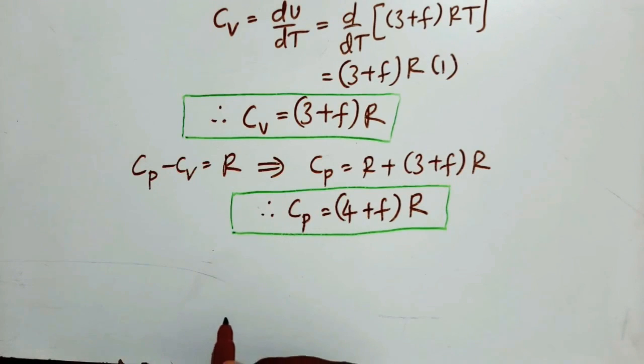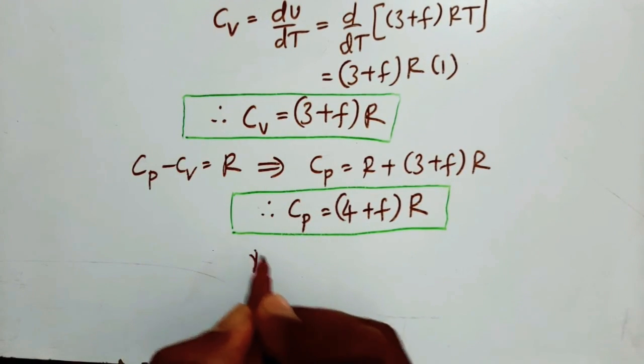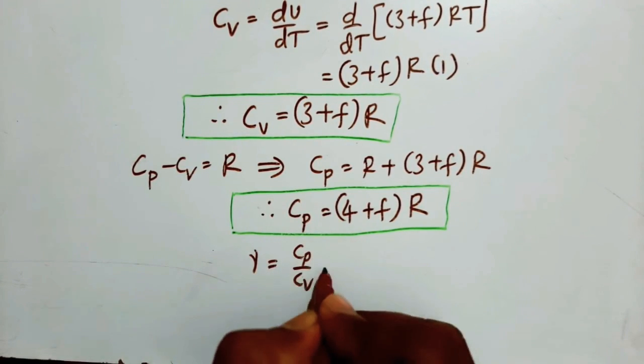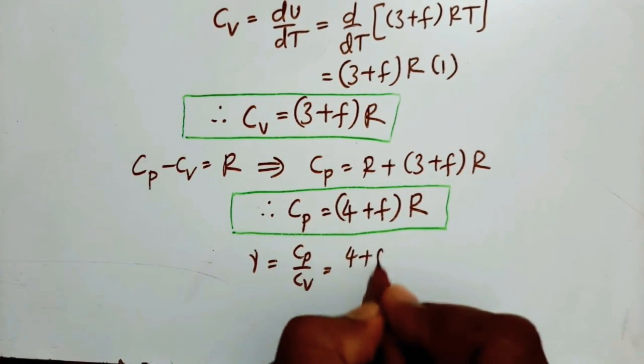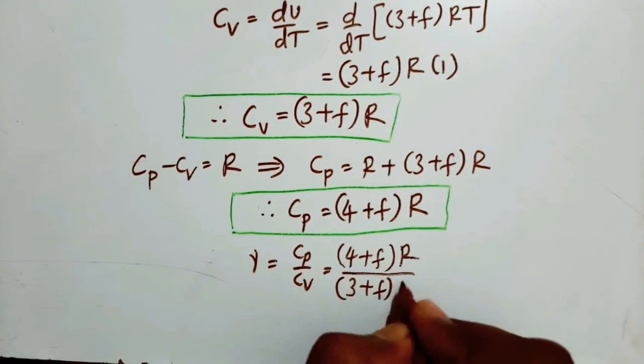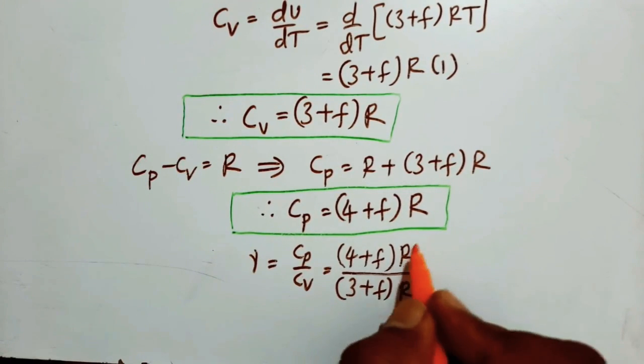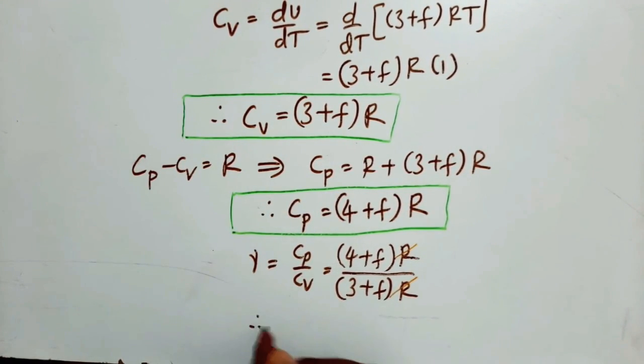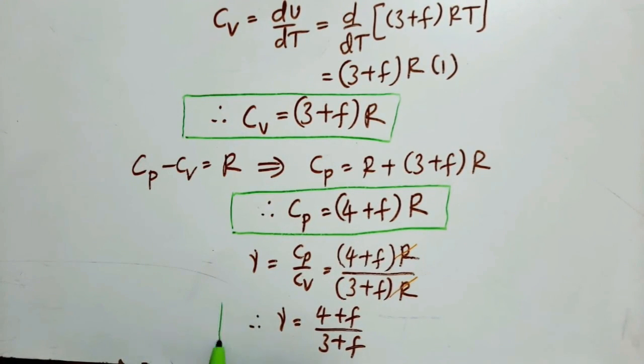We know the ratio of specific heats gamma is equal Cp by Cv. Here Cp is 4 plus f into R by Cv is 3 plus f into R. So here R R cancel. So therefore gamma is equal 4 plus f by 3 plus f. For polyatomic gases, the ratio of specific heat capacities gamma is equal 4 plus f by 3 plus f.